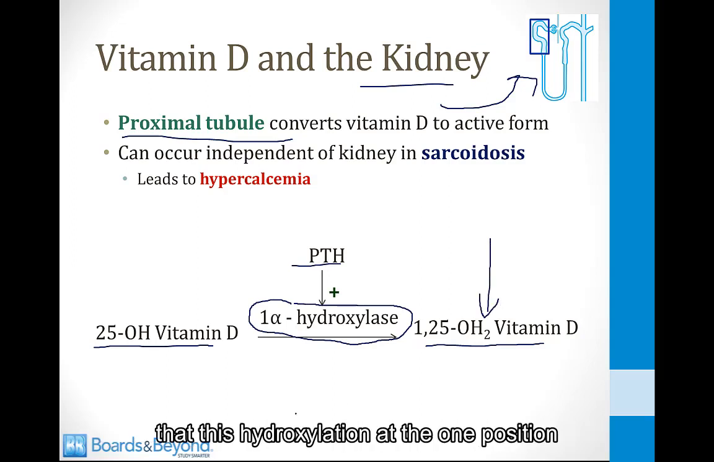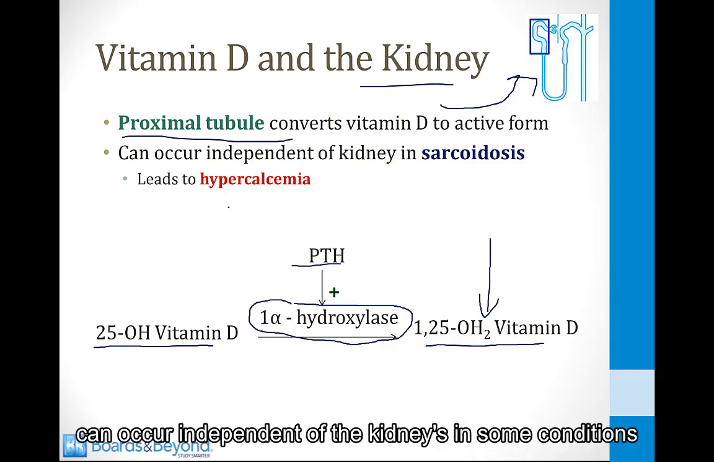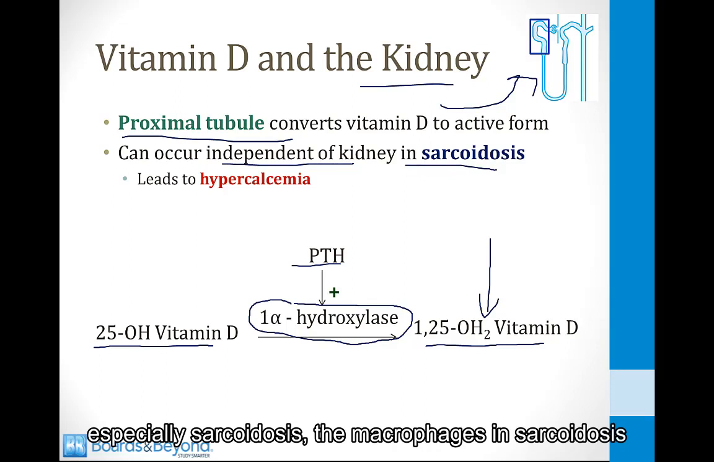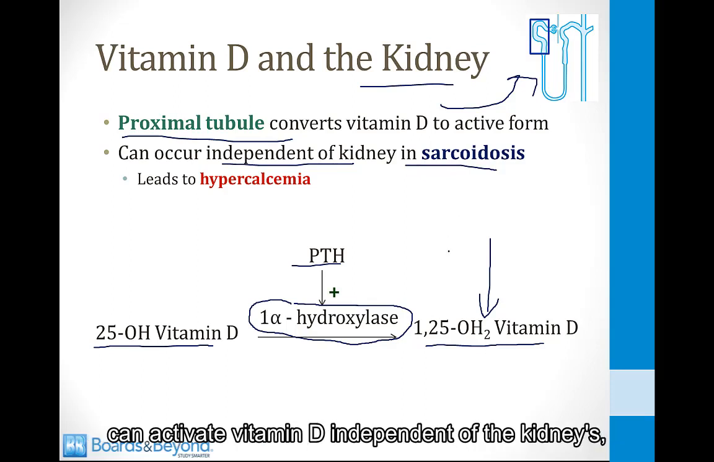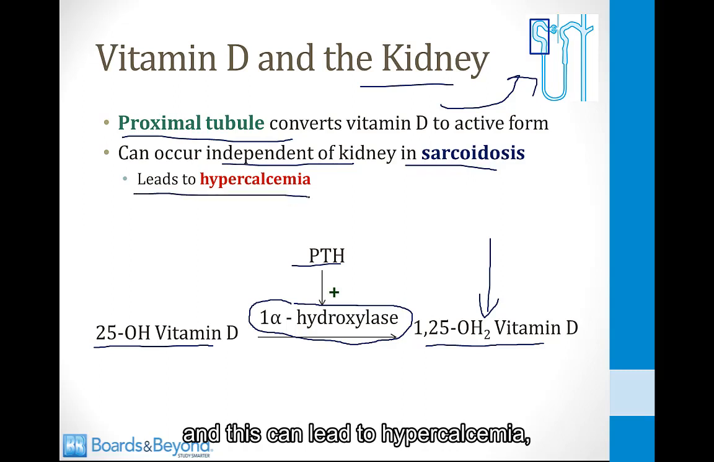It's important to know that this hydroxylation at the 1 position can occur independent of the kidneys in some conditions, especially sarcoidosis. The macrophages in sarcoidosis can activate vitamin D independent of the kidneys, and this can lead to hypercalcemia, which is often seen in sarcoidosis.